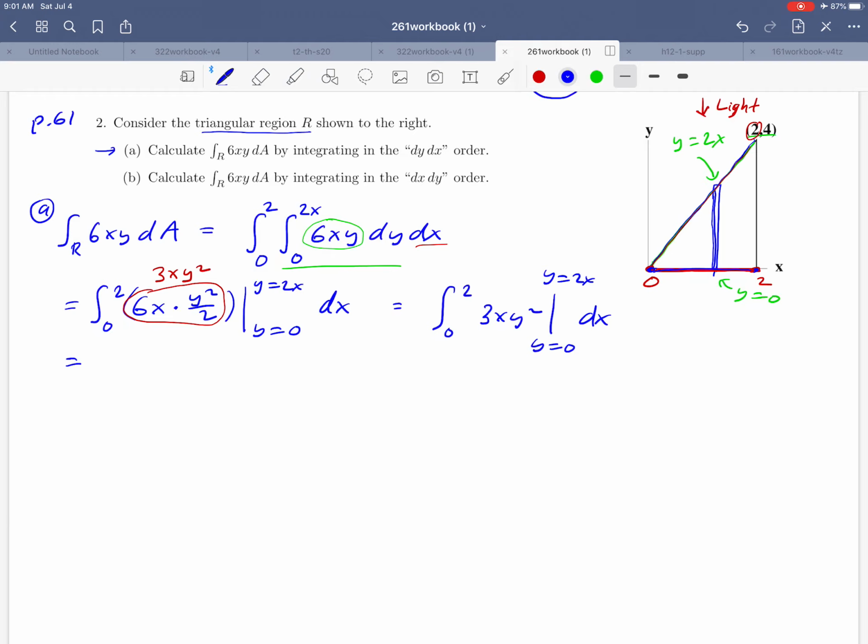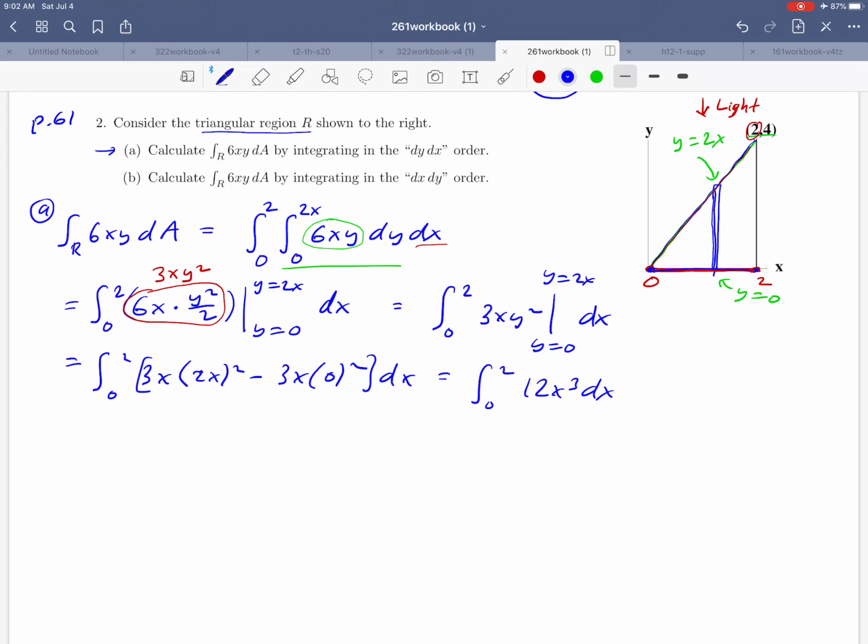So we're going to take those two limits of integration and substitute them in for y. So we're going to get 3x times, if y is 2x, 2x squared, minus the lower limit, 3x times y, now 0, squared. Okay, so we wind up with that integral. Continuing, if we simplify 3x times (2x) squared, we are going to get 12x cubed.